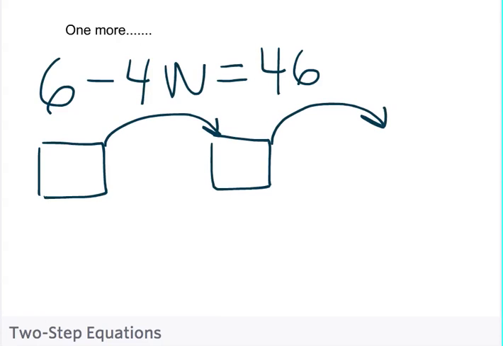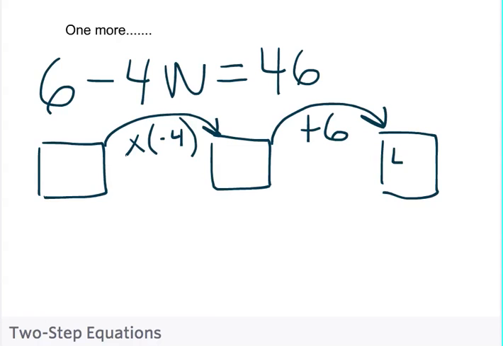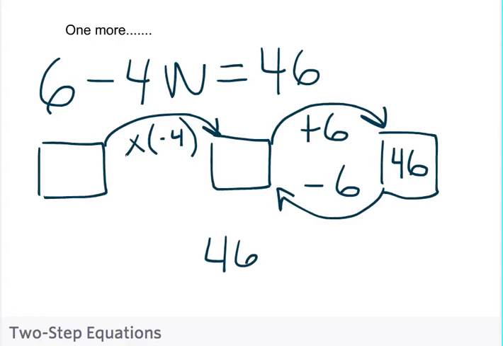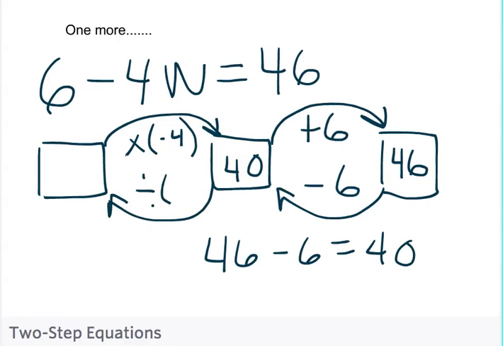See if you can figure out what happened to the number first, what happened to the number next, what it became, and how to work backwards. So it was multiplied by negative 4 first, 6 was added to it, it became 46. So we subtract 6, it becomes 40. That goes in the middle box, working backwards. And then we divide by negative 4. 40 divided by negative 4 is negative 10. So W is equal to negative 10.